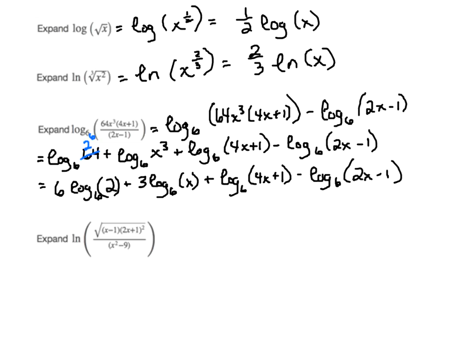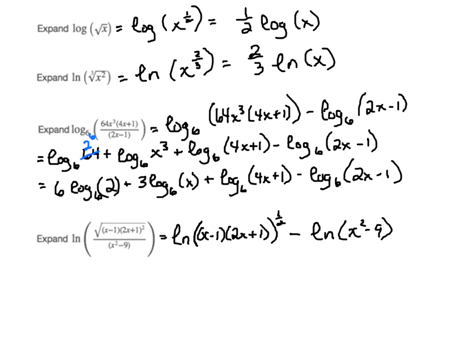And then finally, I have the ln of the numerator, which I'm going to rewrite as x minus 1 times 2x plus 1, all raised to the 1/2 power. That's where that square root is. And I subtract the ln of x squared minus 9.